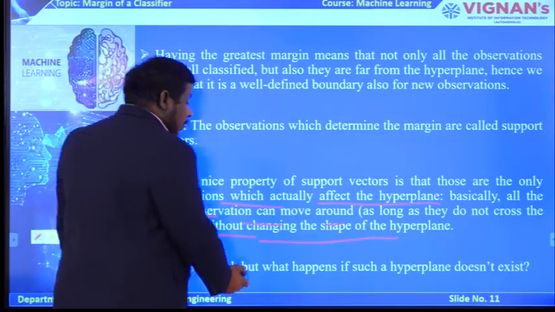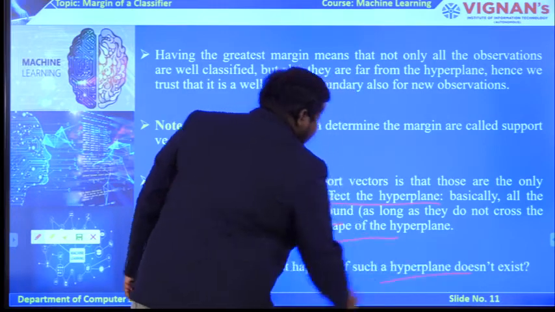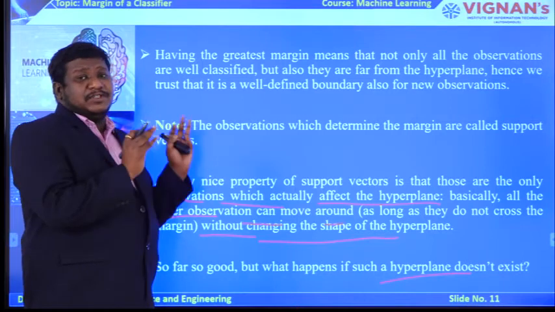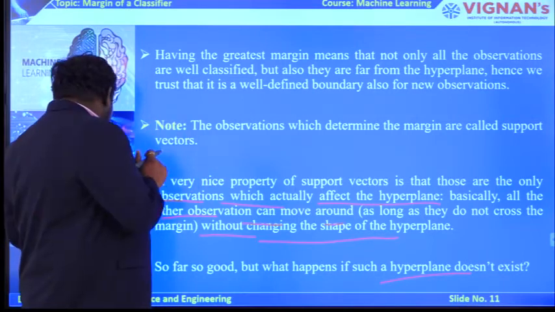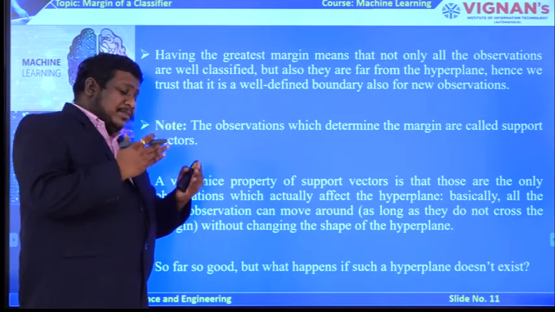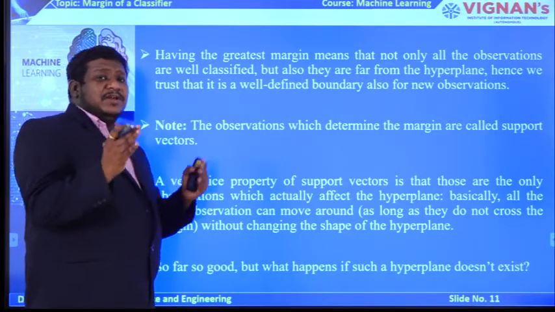So far so good, but what happens if such a hyperplane doesn't exist? So far we have the elements to calculate this margin of a classifier. So I am repeating again. The margin of a classifier is mainly used to calculate the distance between the variable and the hyperplane.